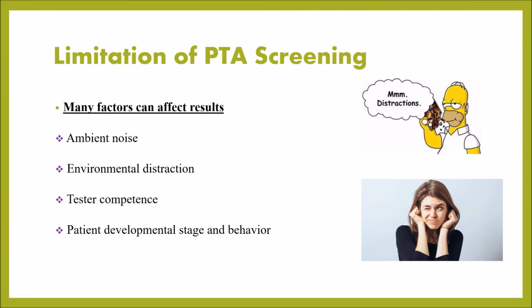The other limitation of PTS screening is there are many factors that can affect the results. The first one is ambient noise, in other words, background noise. If the background noise is too loud, PTS screening cannot be done because it will affect its accuracy. The second factor is environmental distraction. Since PTS is a subjective test that requires cooperation from patients, their state of attention is very crucial during the screening.